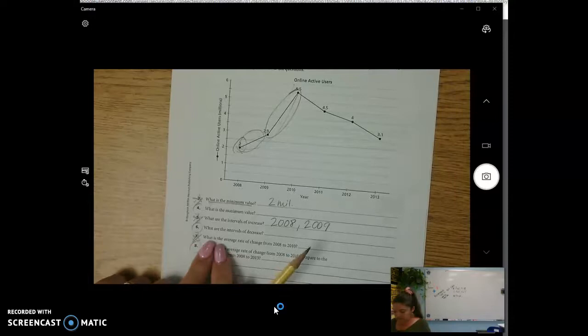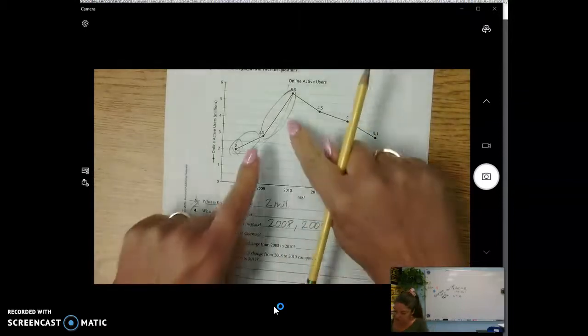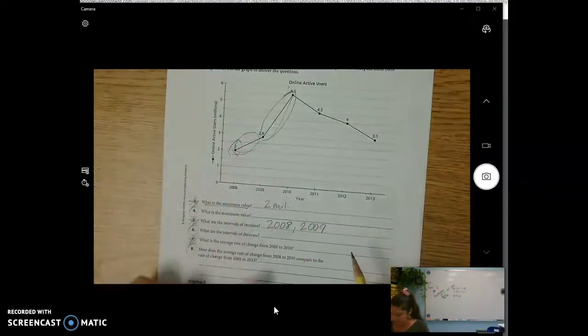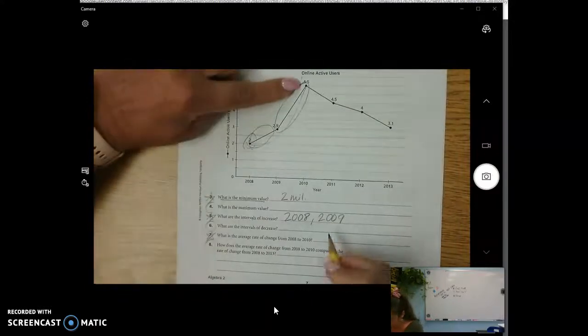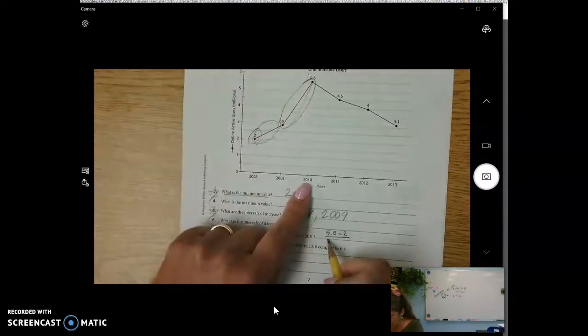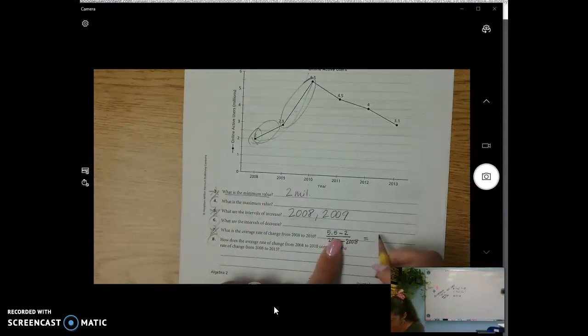All right, then it says for number 7, what is the average rate of change from 2008 to 2010? So what is this rate of change that's going on between these 2 years? So again, rate of change formula, that's slope. So let's go do that. So I'm going to do 5.5 minus 2 over the year 2010 minus the year 2008. And so 5.5 minus 2, I know is 3.5. 2010 minus 2008 is going to be 2 years.